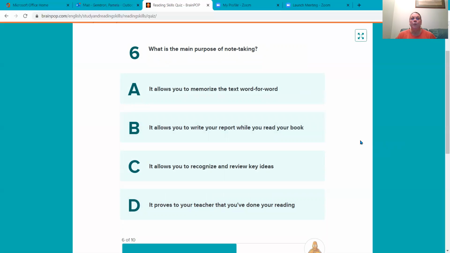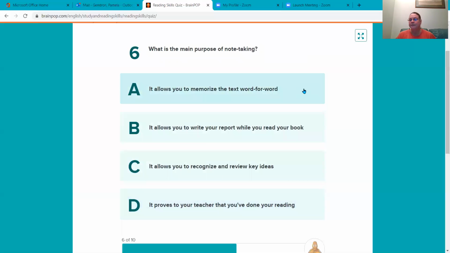Question 6. What is the main purpose of note-taking? A, it allows you to memorize the text word for word. B, it allows you to write your report while you read your book. C, it allows you to recognize and review key ideas. Or D, it proves to your teacher that you've done your reading.